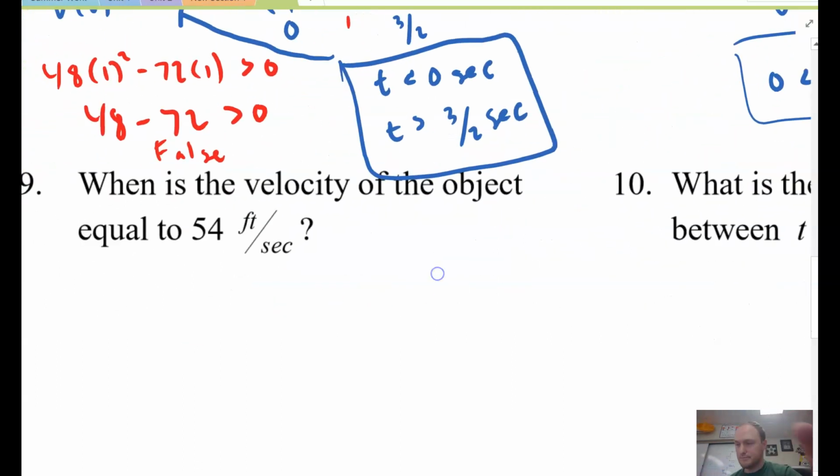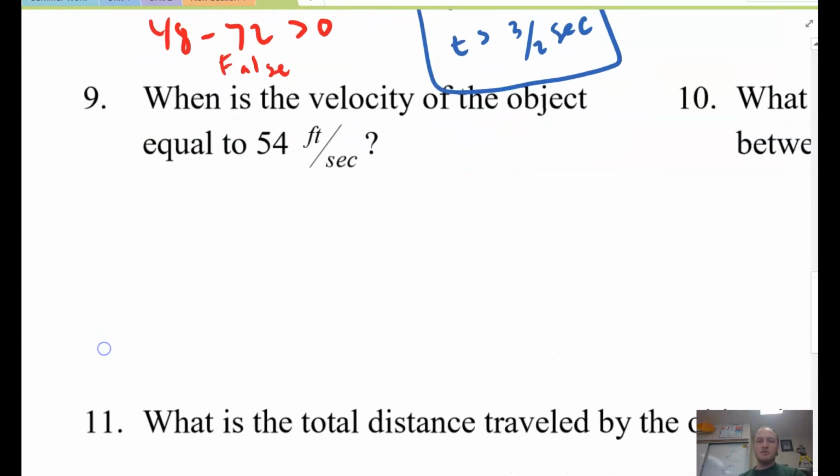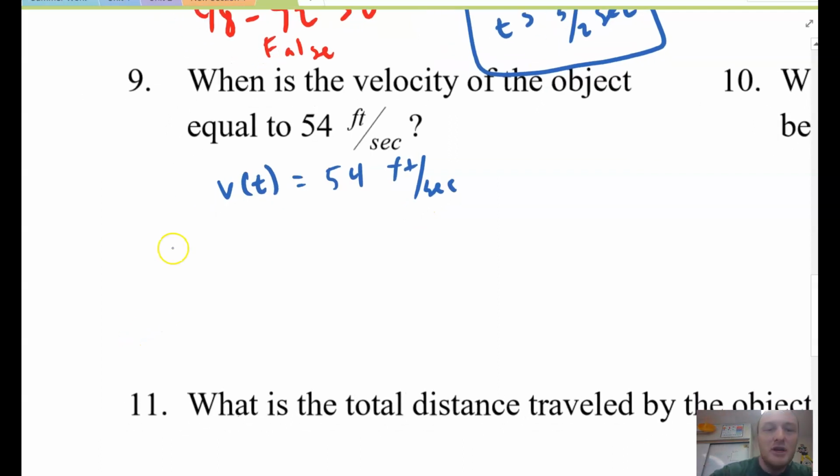Okay, there's your answer. All right, number 9. When is the velocity of the object equal to 54 feet per second? Okay, they want to know when is v of t equal to 54. And what you're going to do here, you need to use a calculator for this one, because v of t is equal to 48t squared minus 72t. Okay, and we set this equal to 54, and we solve.